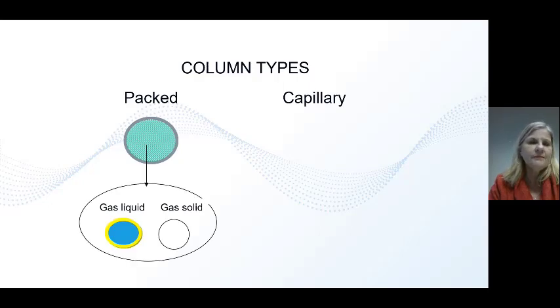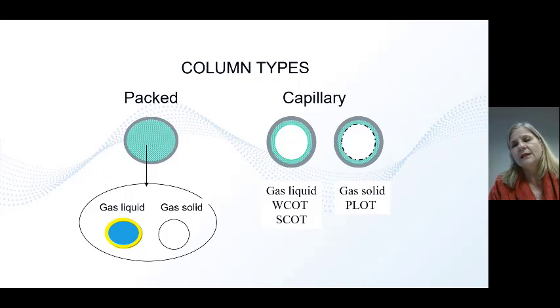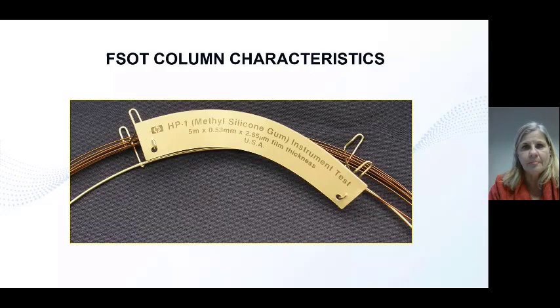For gas liquid you can have wall-coated open tubular columns or support-coated open tubular columns, and for gas solid you can have porous layer open tubular columns. We normally use the capillary columns, and we normally use either wall-coated or support-coated open tubular columns.